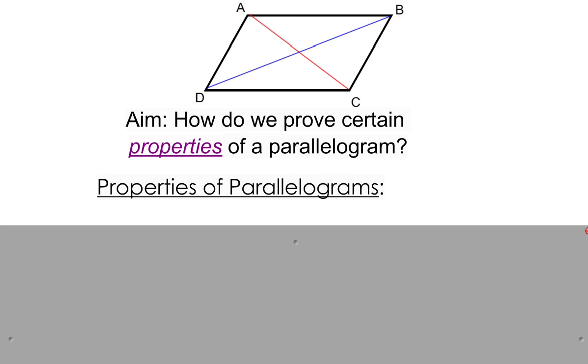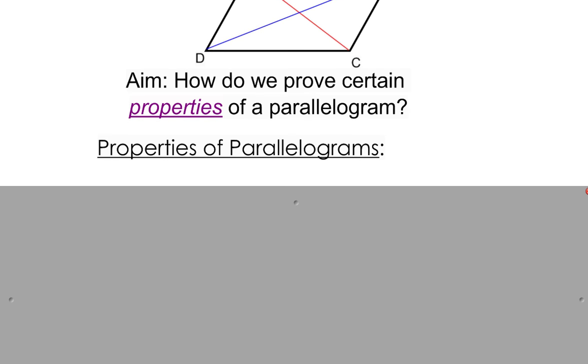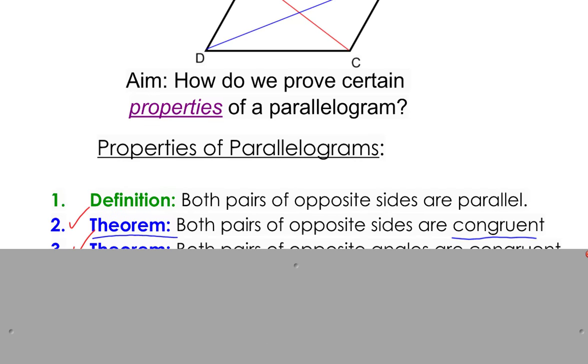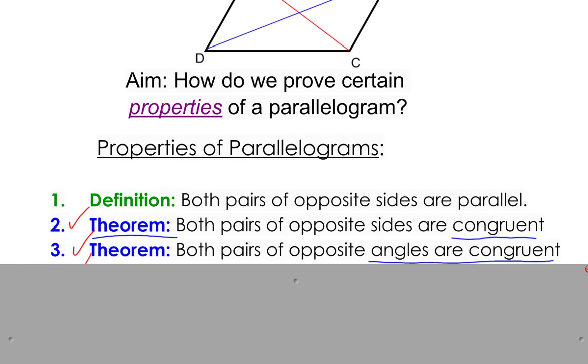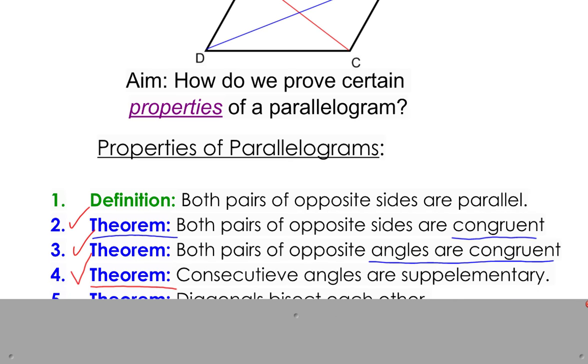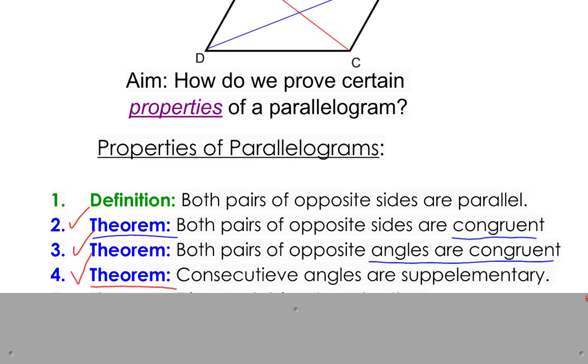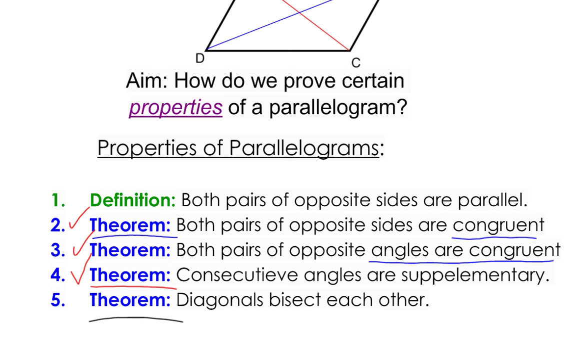Okay, our aim today is how do we prove certain properties of a parallelogram. If you remember, we already proved certain properties of a parallelogram. Namely, we proved that both pairs of opposite sides are congruent. We proved that both pairs of opposite angles are congruent, and we proved that consecutive angles were supplementary. We did that in 3 different proofs, and you can see that in 3 different videos.